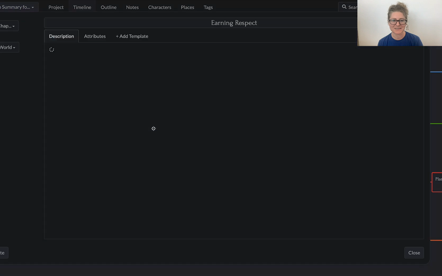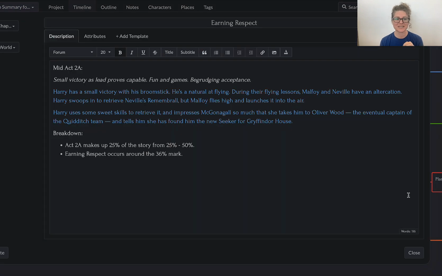Alrighty, earning respect. Small victory as lead proves capable. Fun and games, begrudging acceptance. Harry has a small victory with his broomstick. He's a natural at flying. During their flying lessons, Malfoy and Neville have an altercation, and Harry swoops in to retrieve Neville's Remembrall, but Malfoy flies high and launches it into the air. Harry uses some sweet skills to retrieve it and impresses McGonagall so much that she takes him to Oliver Wood, the eventual captain of the Quidditch team, and tells him she has found him the new seeker for Gryffindor House.